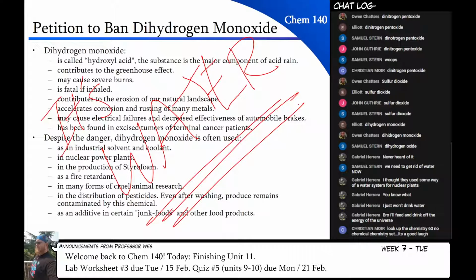The Chemistry 60 no chemical chemistry set. Is it just blank? Is it an empty box? I would like that.